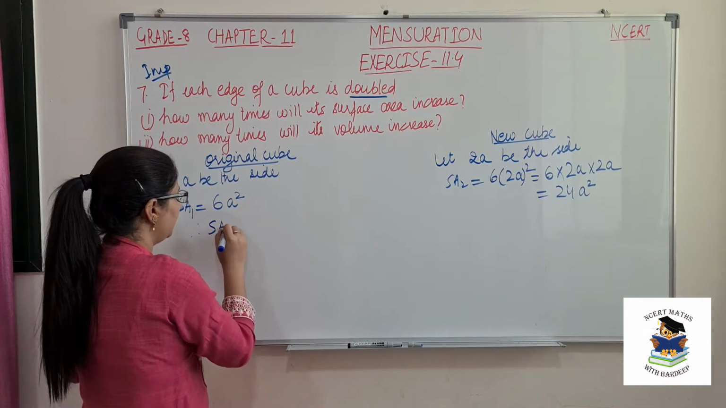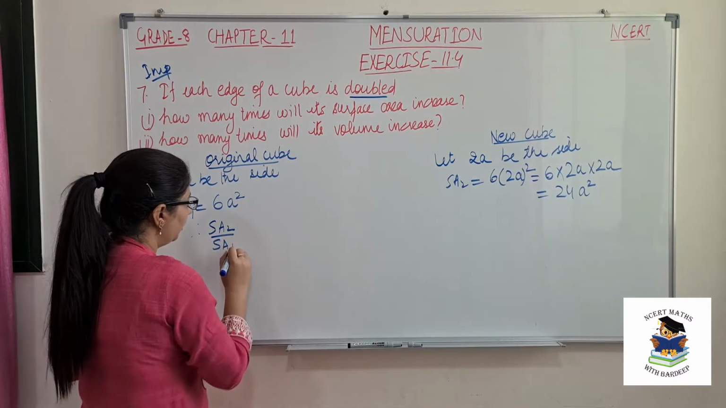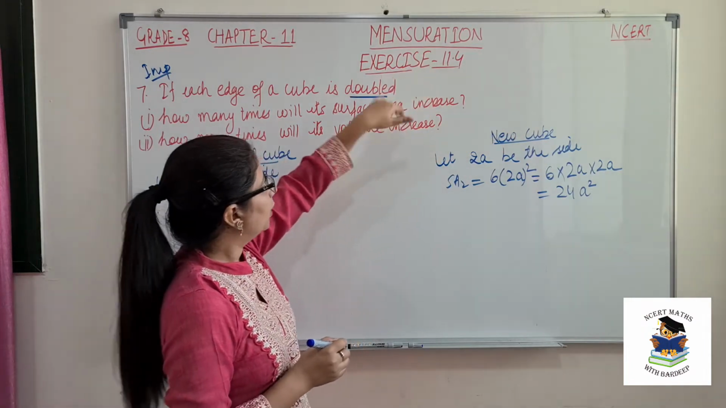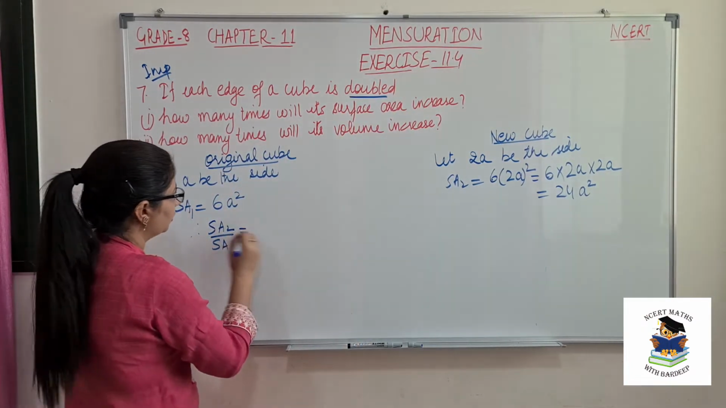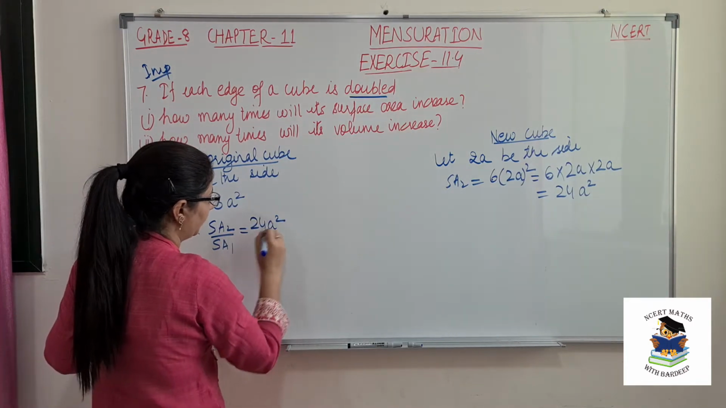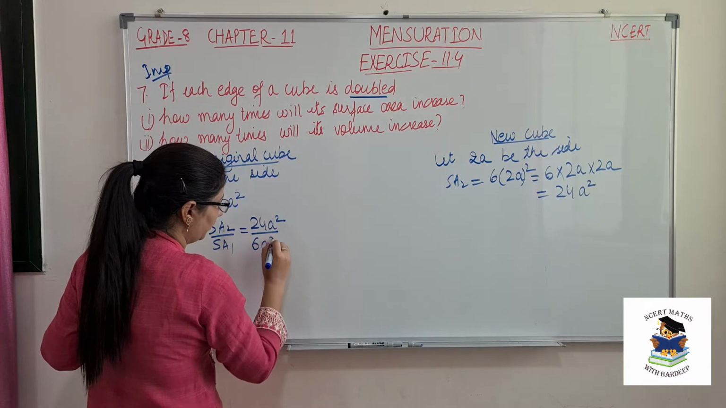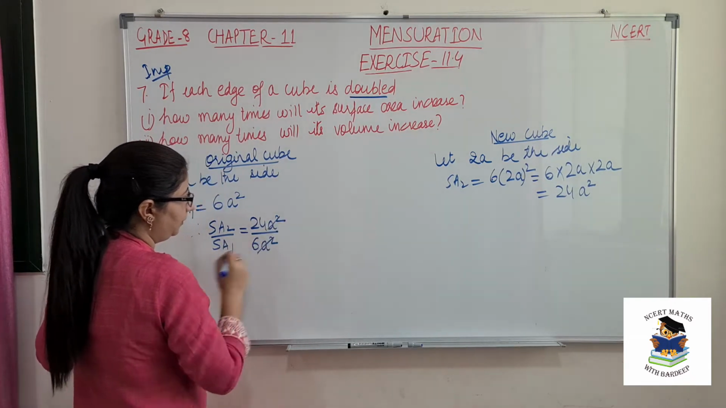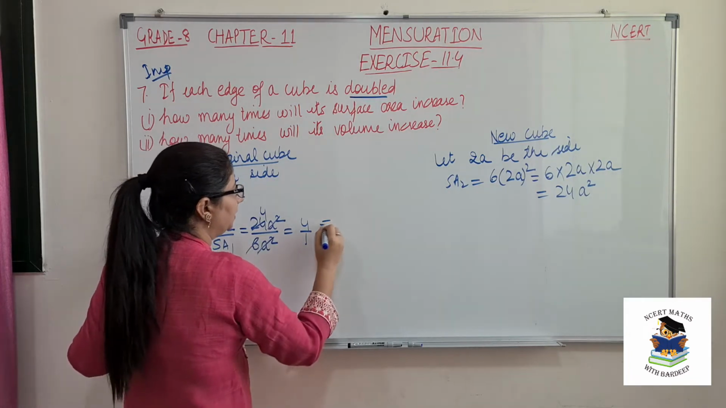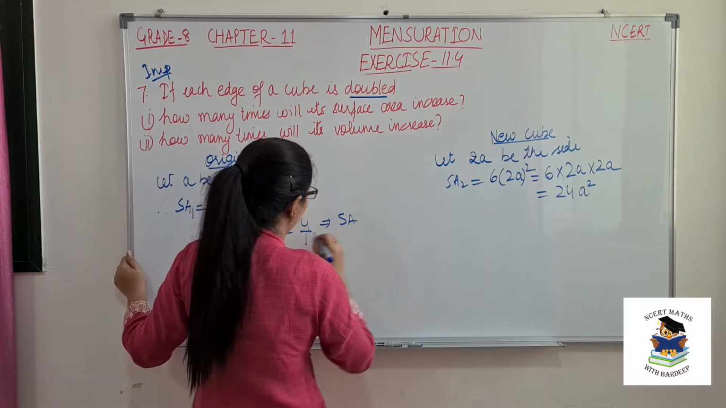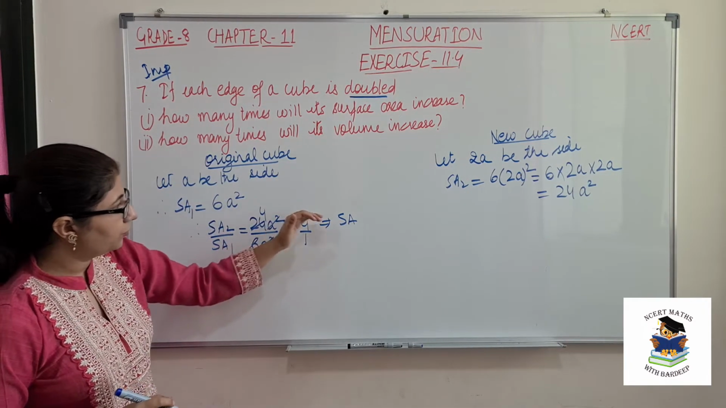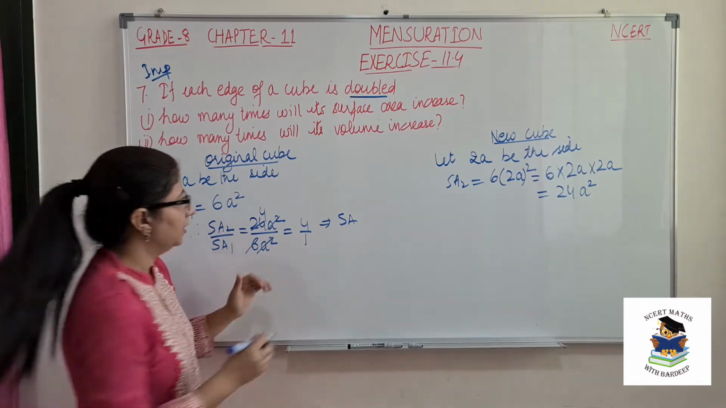Therefore, surface area of 2, because they have asked how many times will its surface area increase. So means what is the increase if it is double. So we will put the values. This is 24a square over 6a square. So a square will be cancelled. 6 4s are 24. So 4 by 1. That means surface area. See what is this? Surface area of 2 is 4 times of surface area of 1. So let's write it.